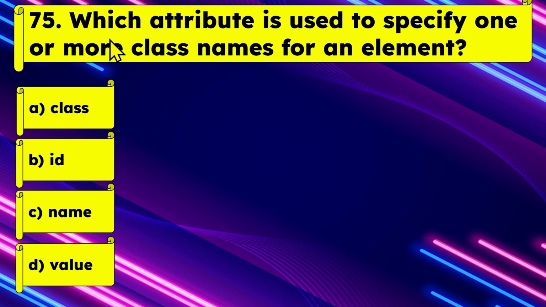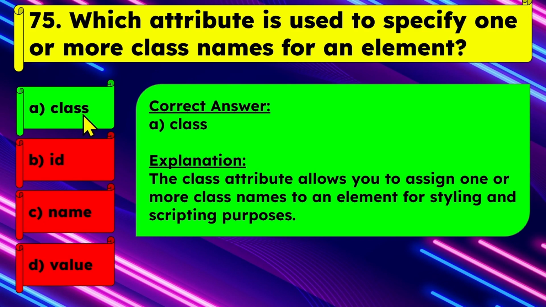Next question says, which attribute is used to specify one or more class names for an element? Option A is class, option B is ID, option C is name, option D is value. So here the correct answer is option A, class. As you can see in the explanation, the class attribute allows you to assign one or more class names to an element for styling and scripting purposes.